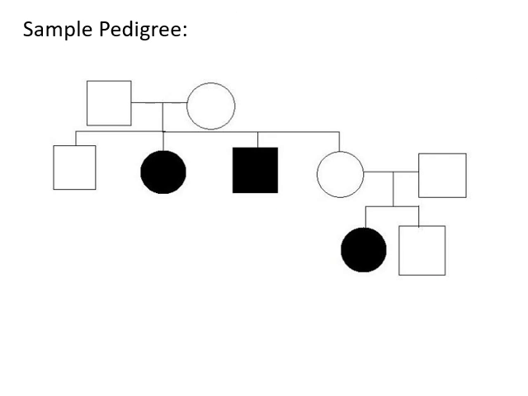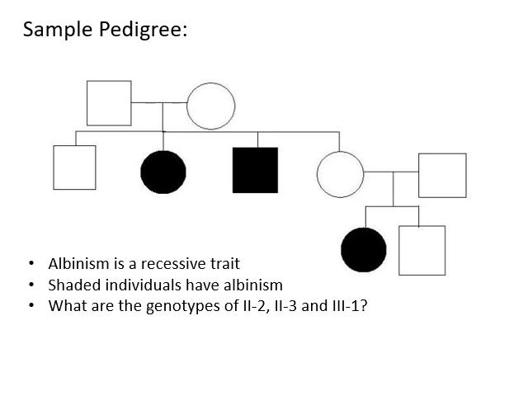So say we take a look at this one here. Again, we have a couple that has 4 kids. One of those kids goes on to have 2 kids. Let's say we wanted to look at albinism. So albinism is a recessive trait. The shaded individuals in this pedigree here have albinism. The question we want to know is, what are the genotypes of these 3 individuals here?